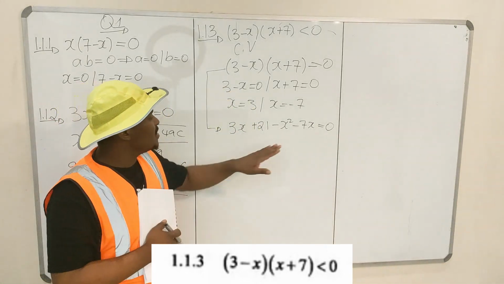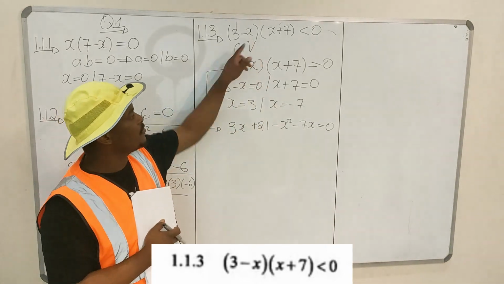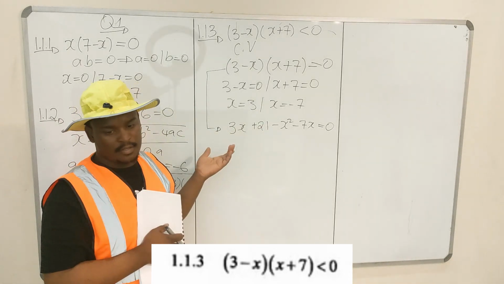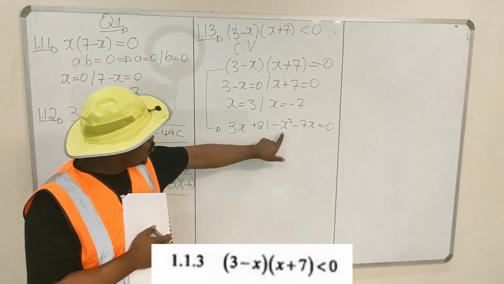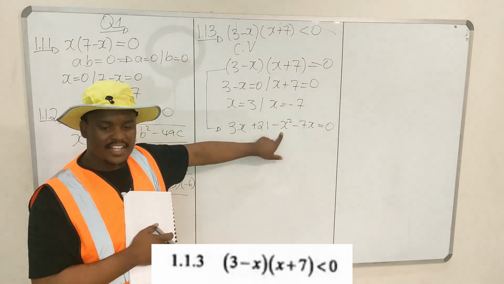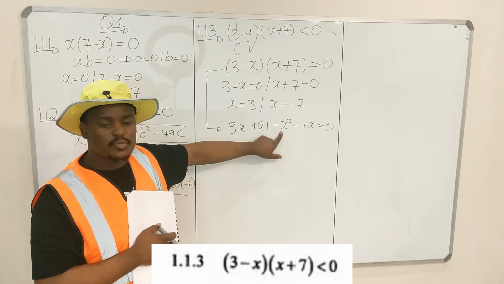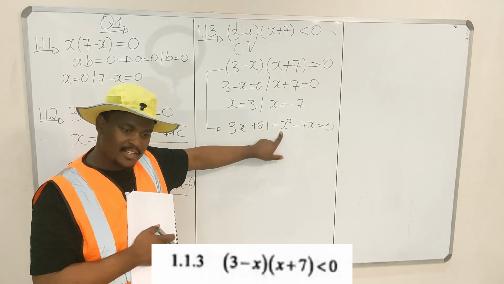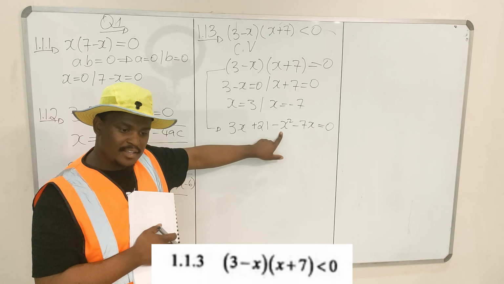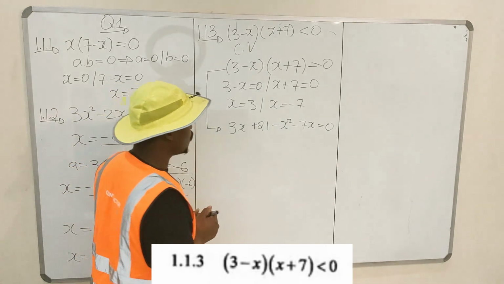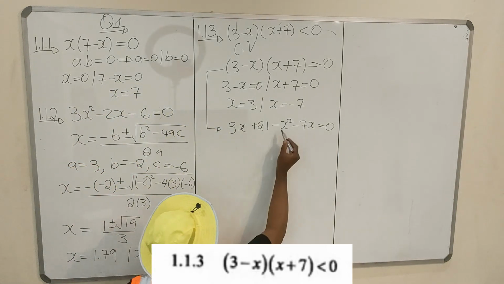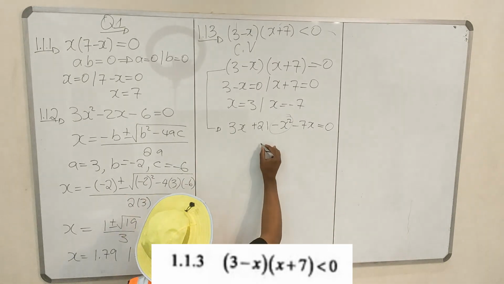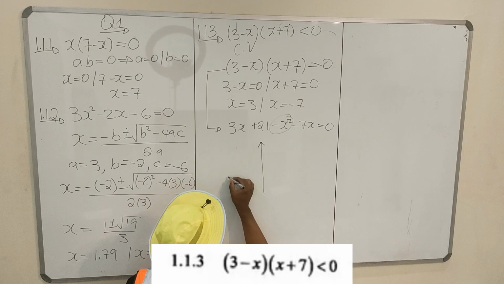The reason we multiplied this out is that we want to check the sign of this graph to see if it will be smiling or sad. So we look at the coefficient of x squared. Is it positive or negative? It's negative. That means our graph is sad. So this is what tells us the shape of our graph.